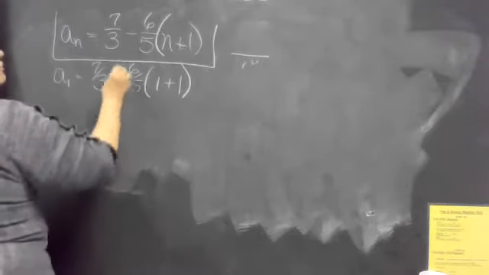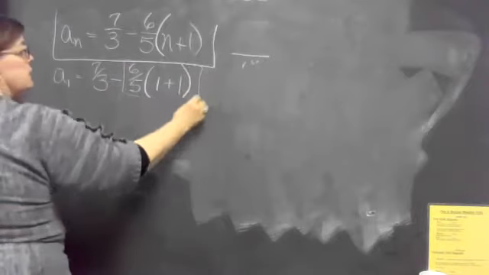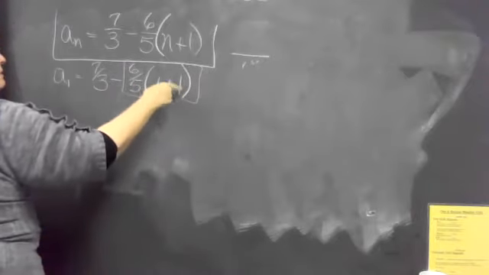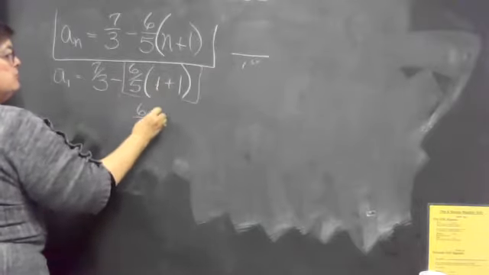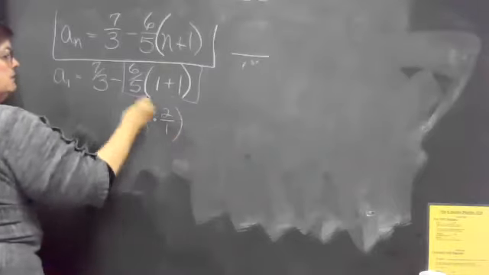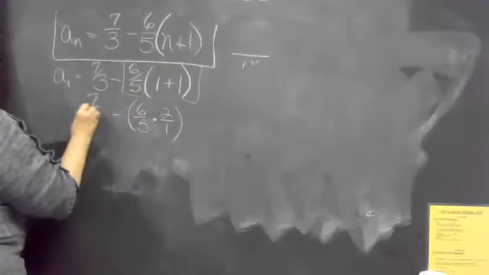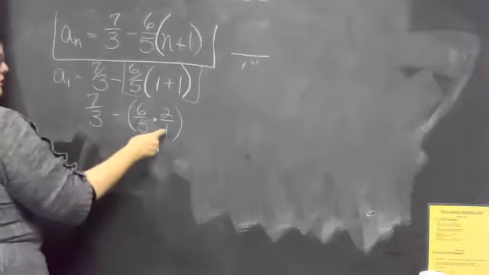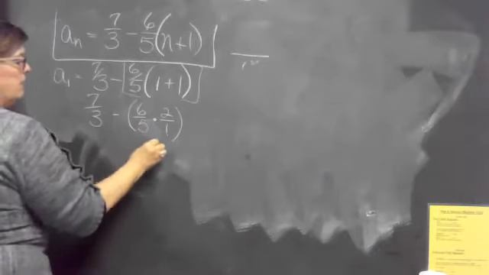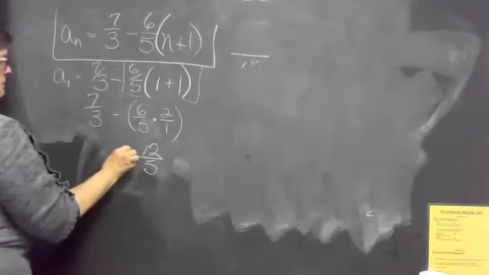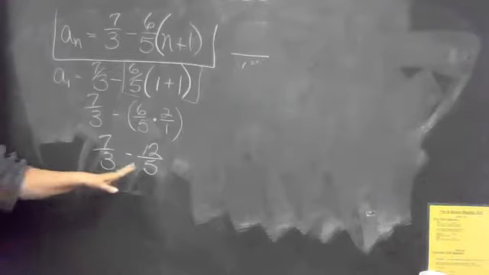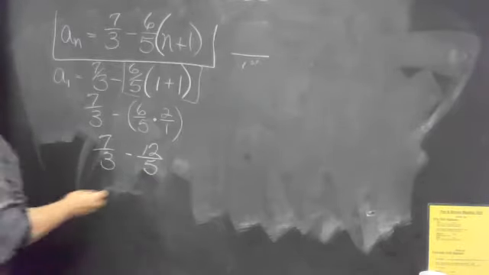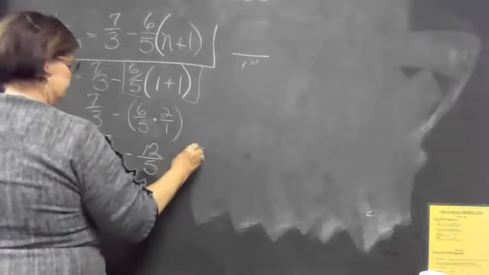You're going to have to do this multiply first. And you have to do what's in the parentheses first. So that's 2. So we have 6/5 times 2, right? So 6/5 times 2 is 12 fifths. If you want to do it by hand, you would need to find common denominators, which would be 15.